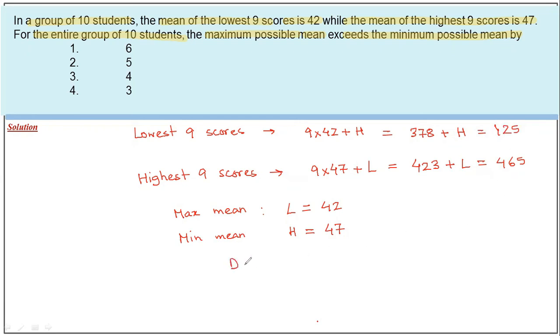So the difference is equal to 40. So for 10 students, this would be equal to 40 by 10, equal to 4. Option 3.